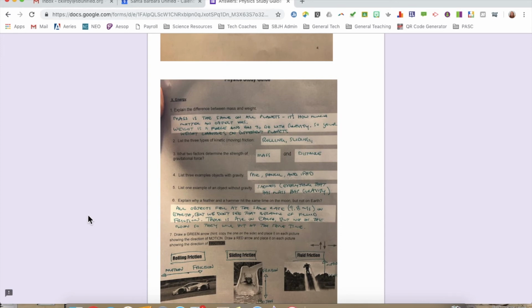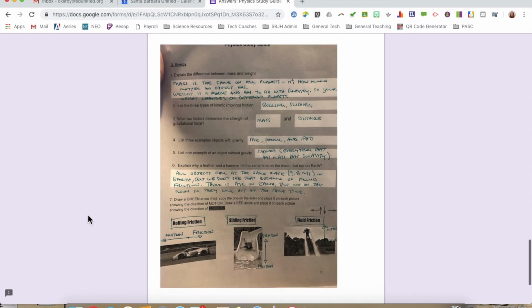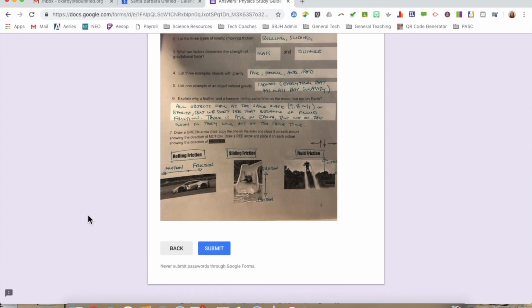There are three kinds of kinetic friction: rolling, sliding, and fluid friction. What two factors determine the strength of the gravitational force? That's mass and distance. Three examples with gravity: anything with mass, so myself, a pencil, or an iPad. Something that does not have gravity would be an emotion, or something that does not have mass.